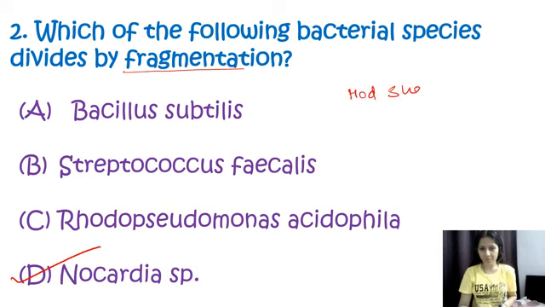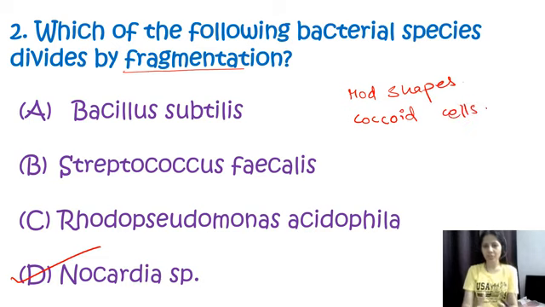we can say rod shapes, or it can be coccoidal cells. So each of which can grow into a new organism. So over here my correct option is D, that is Nocardia species.